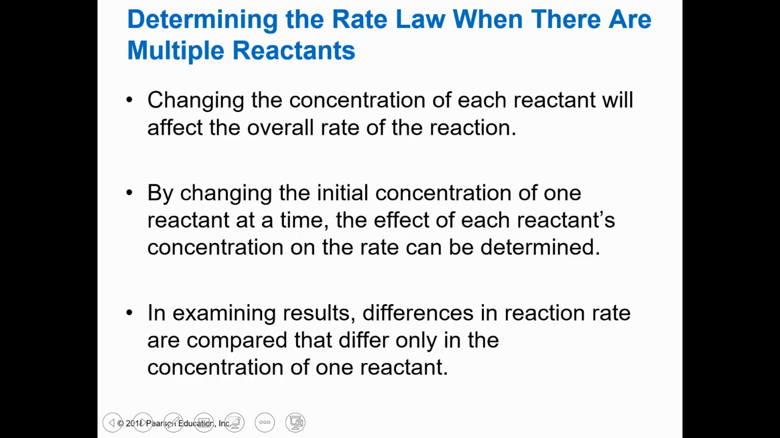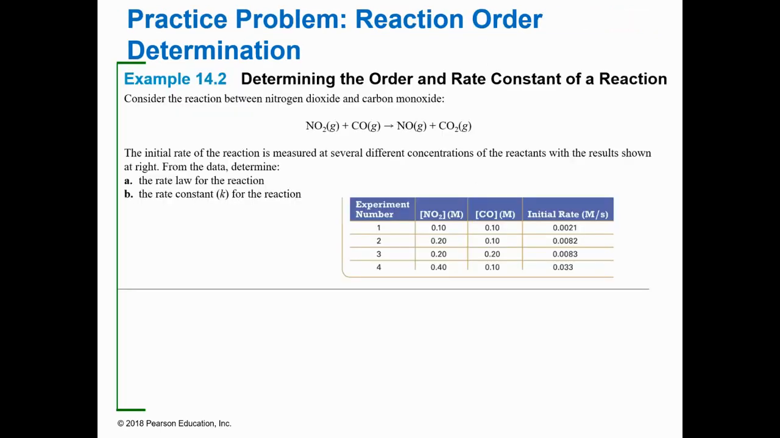Okay, changing the concentration of each reactant will affect our rate law. And by doing this, the effect of each reactant's concentration on the rate can be determined. We'll look at the differences and compare them. Okay, so here I'm going to do our first example. Remember, we're only looking at the reactants.